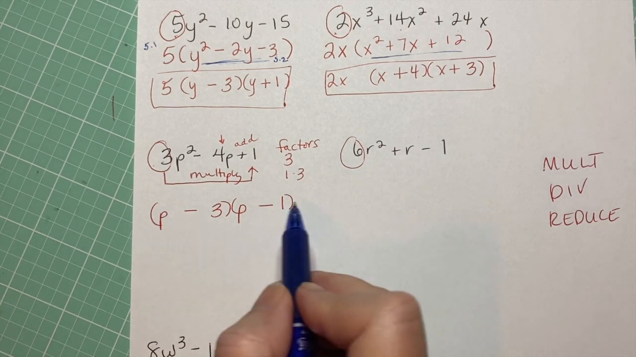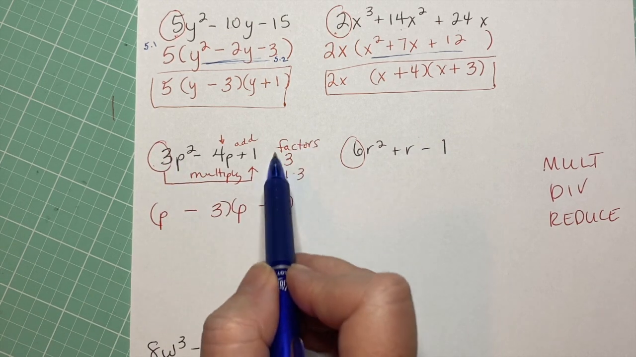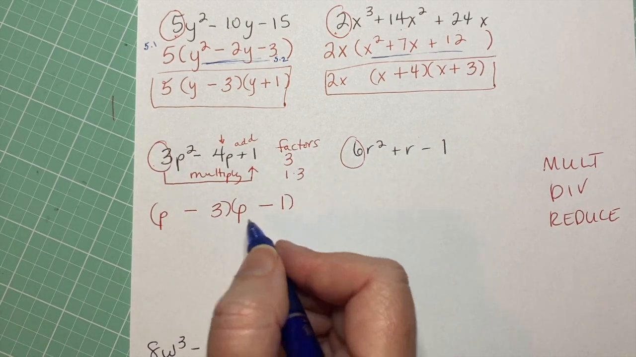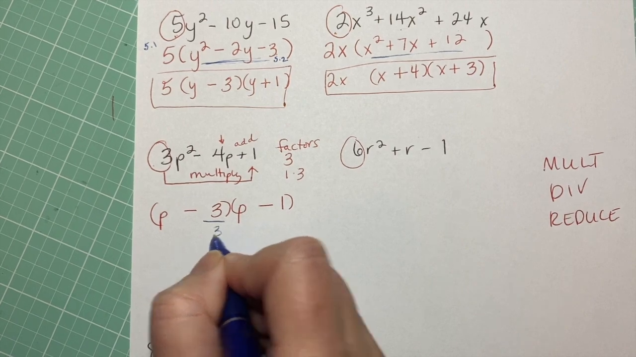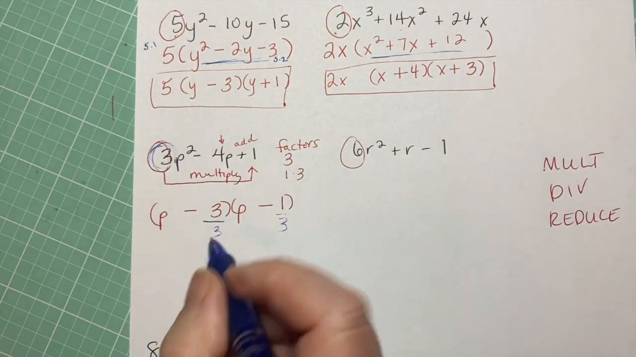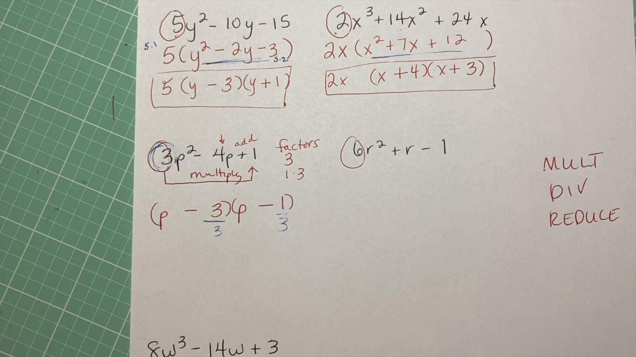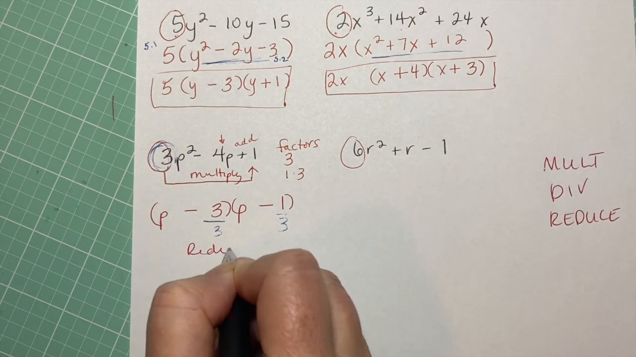The problem is this can't be our answer. But what we did is a kind of little cheat method. We multiplied to get our factors, so we're going to undo that by dividing by that 3. Since we multiplied by 3, we have to undo the little cheat and divide by 3. And then you want to reduce those fractions.